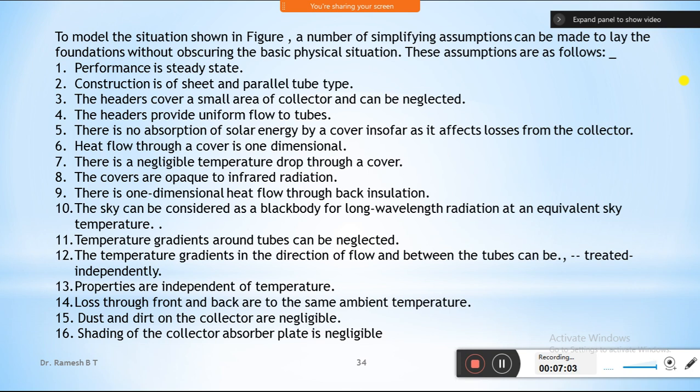The properties are independent of temperature, and the losses through the front and back are to the same ambient temperature. And the dust and dirt on the collectors are negligible, which means we are going to neglect the dust and dirt on the cover plate. And shading of the absorber plate is also neglected. These are the factors which affect the performance of the liquid flat plate collector: shading, dust. So these things we are going to neglect.